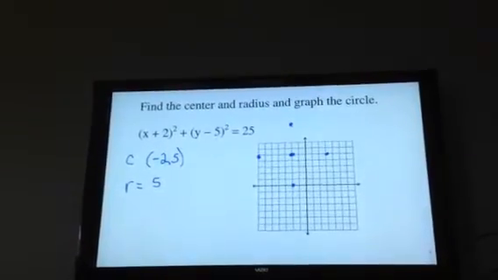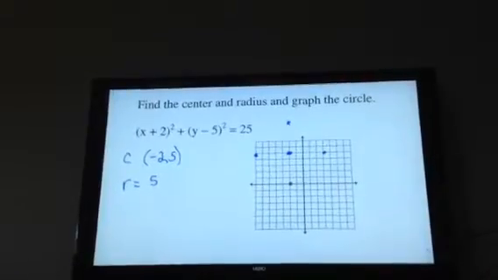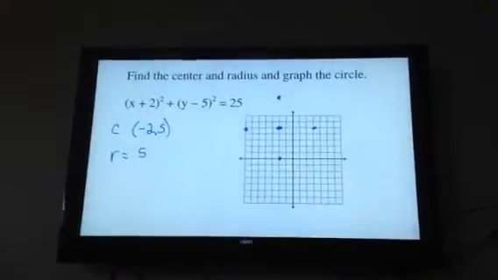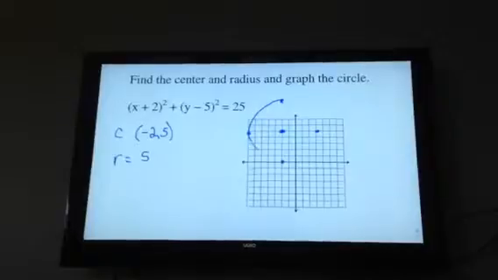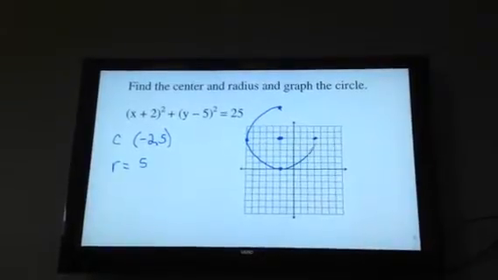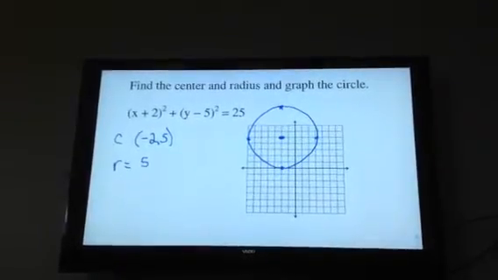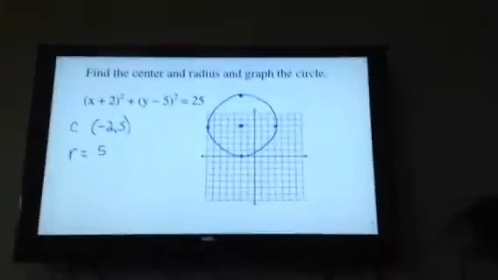And I draw my circle, which is not going to look much like a circle, I'll be real honest. I can't do it very well on an iPad. Well, it's better than I usually do. And I draw my circle.